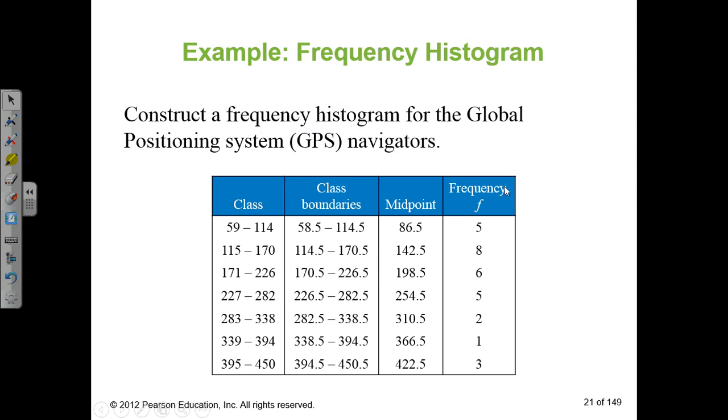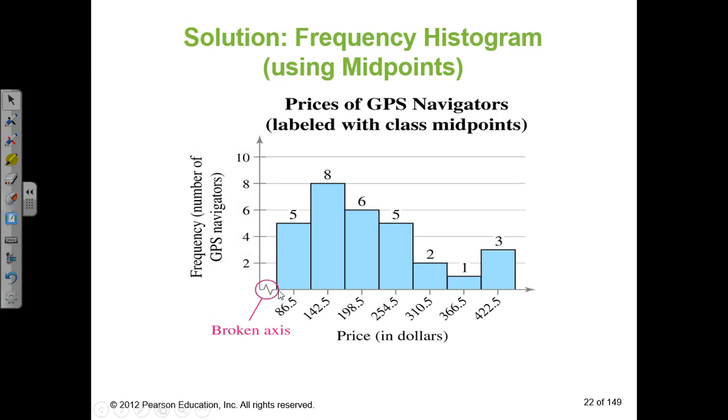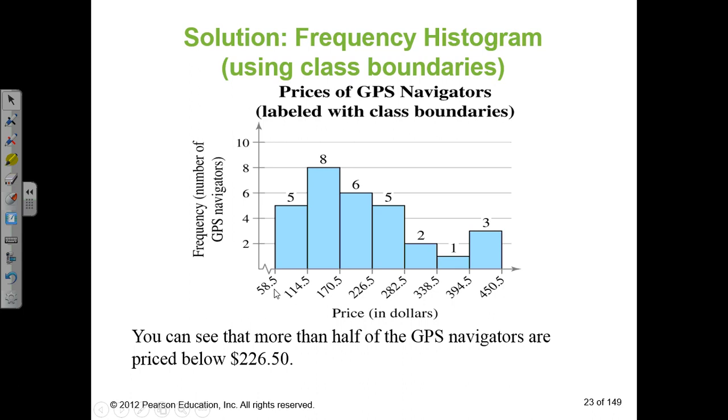If we put those class boundaries on the horizontal scale, this little hash mark over here tells you that you're not starting at 0. What we put in here is the midpoints, but this over here is the class boundary for class 1, and this rectangle ends at the upper class boundary for class 1. Then the frequency of 5 and 8 and 6 and 5. So the bars are the height of the frequencies. Right? So what we can see here is more than half of these cost less than 226.5.